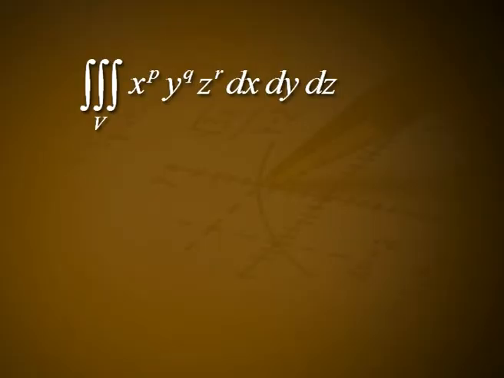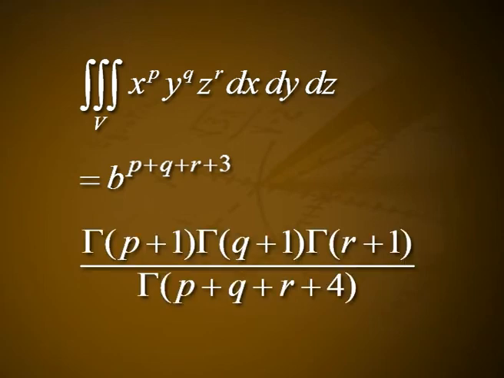Then the triple integral over V of x^p y^q z^r dx dy dz is equal to b^(p+q+r+3) Γ(p+1) Γ(q+1) Γ(r+1) / Γ(p+q+r+4).